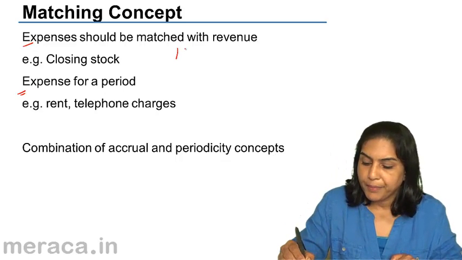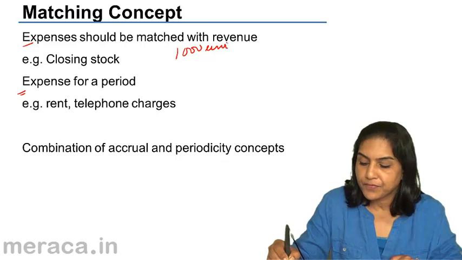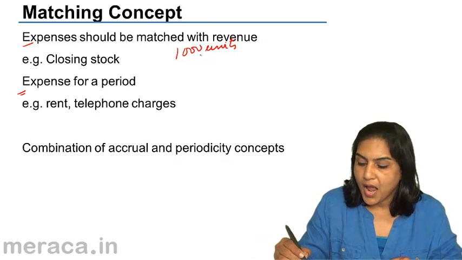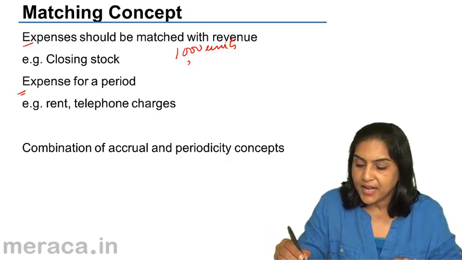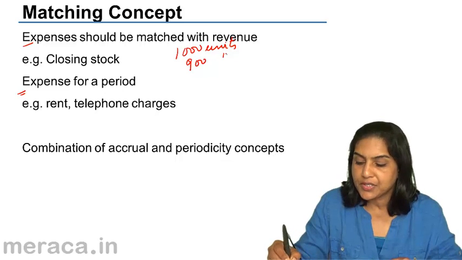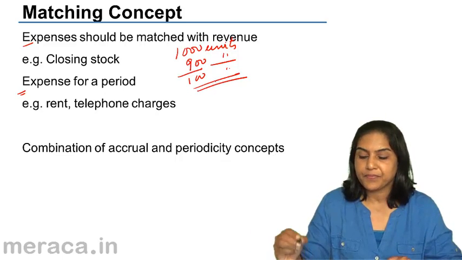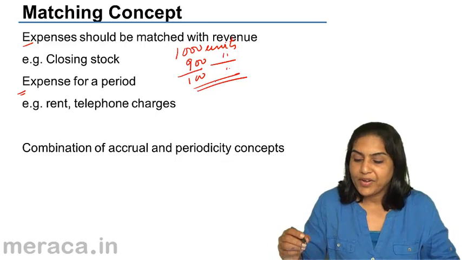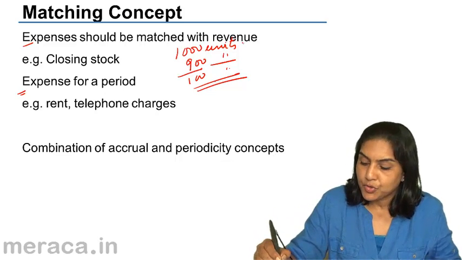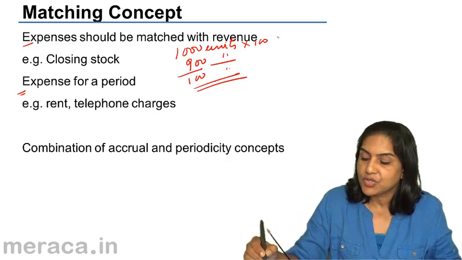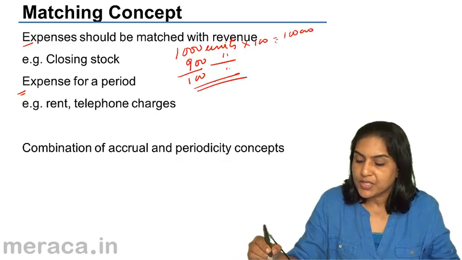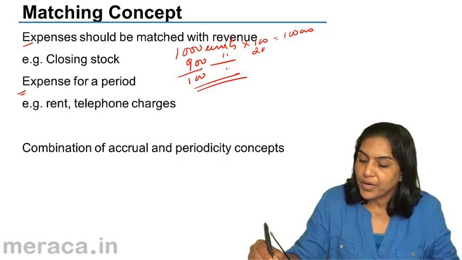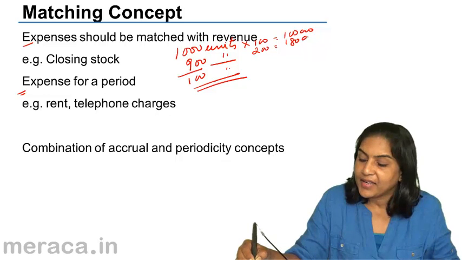Suppose we buy 1,000 units of an item for trading purposes and we sell 900 units. We have a balance of 100 units left with us. Suppose we take a cost of 1,000 units at 100 each, 1 lakh, and 900 units are being sold at the rate of 200, then we have 1,80,000.